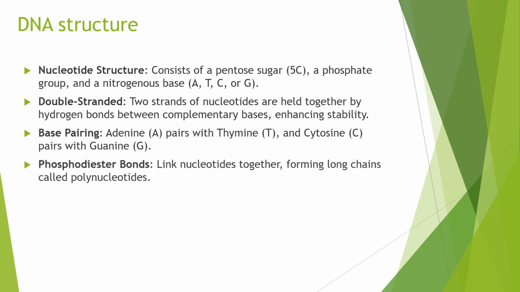The nucleotides are connected by phosphodiester bonds, which form between the phosphate group of one nucleotide and the sugar of the next. These bonds link the nucleotides into long chains called polynucleotides. Two of these long polynucleotide chains come together and twist around each other, forming the double helix structure that DNA is famous for. This double helix is not just for appearance, it plays an important role in the molecule's stability and function, as we'll discuss later.